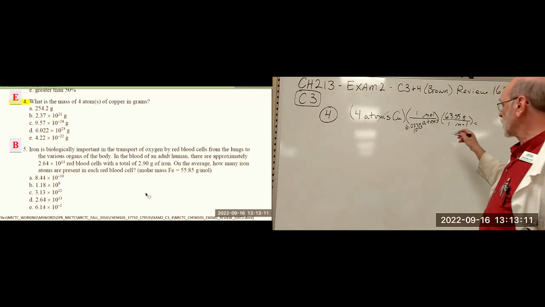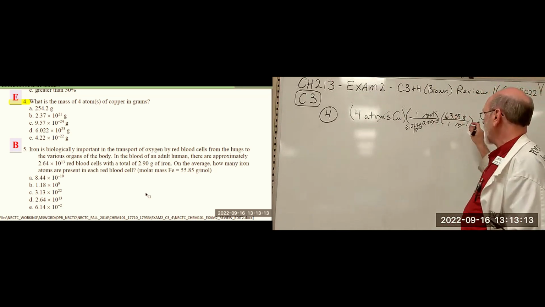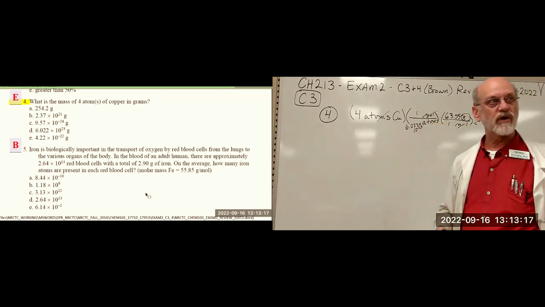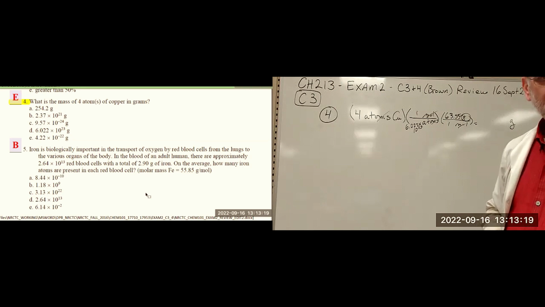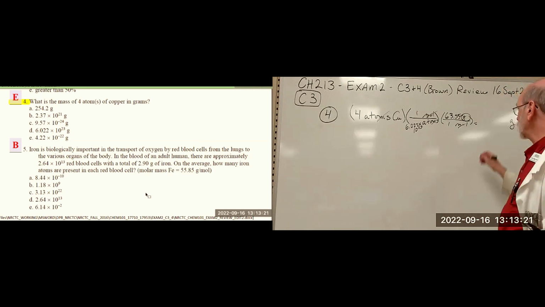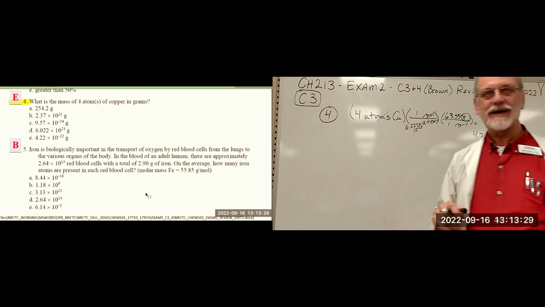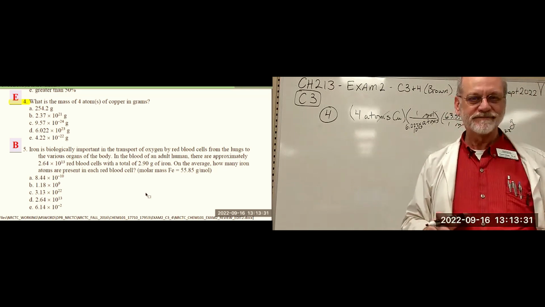Okay, so our units are all canceled, leaves us with grams. The rest is number crunching. And that should leave us with 4.22 times 10 to the minus 22 grams. 4 atoms of copper weigh that much.